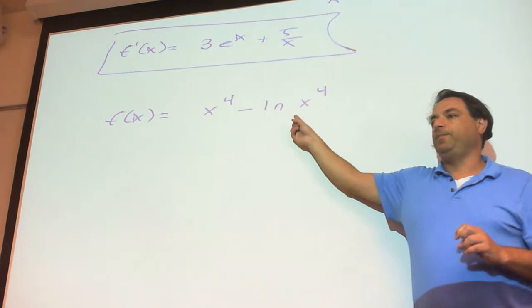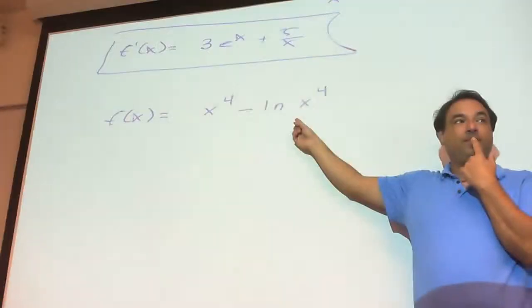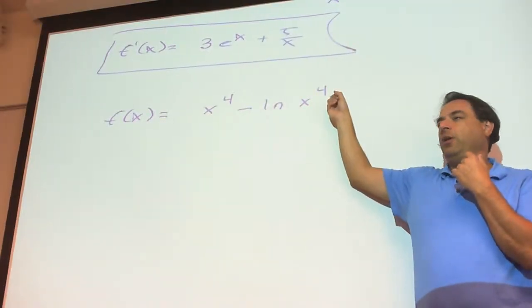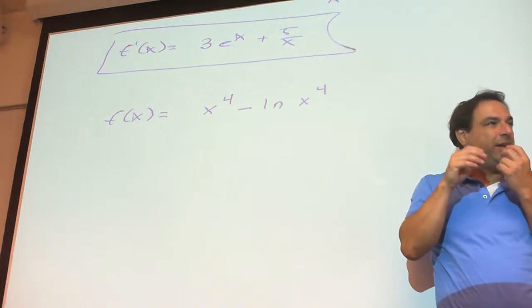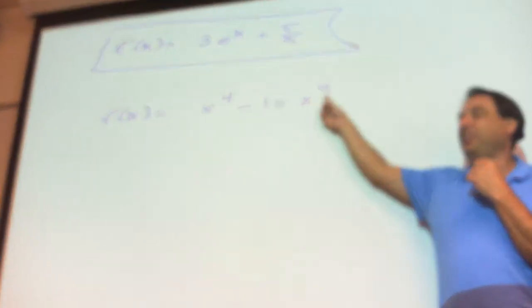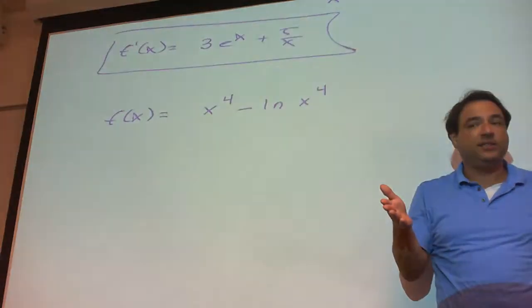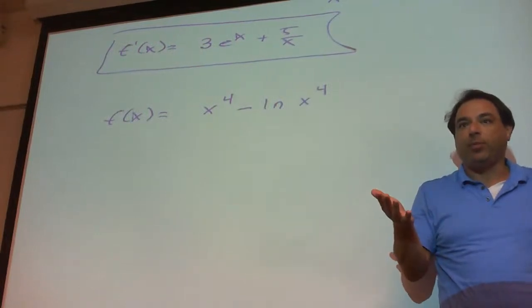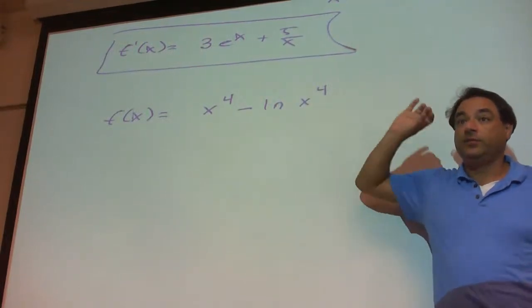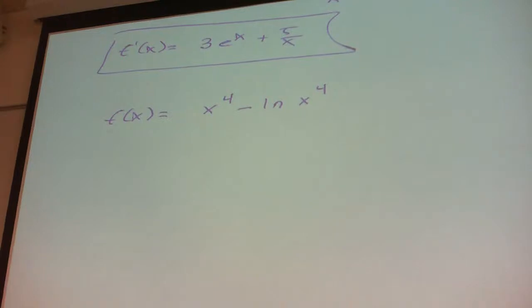Let's look at this one. A little bit of a problem. ln of x to the 4. Why is it different? What's weird about it? It's x to the 4. Ugh. I don't know that one. I know what ln of x is. What's the derivative of ln of x? 1 over x. So what's my problem right now? That 4.